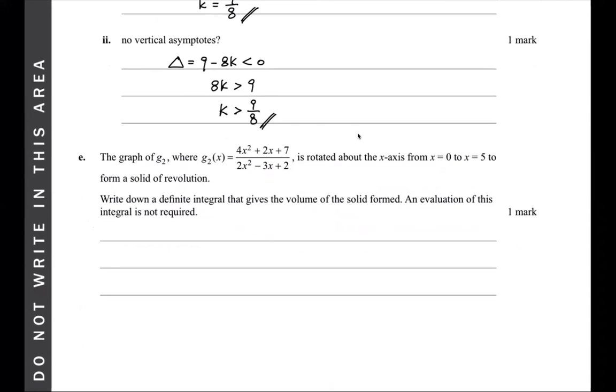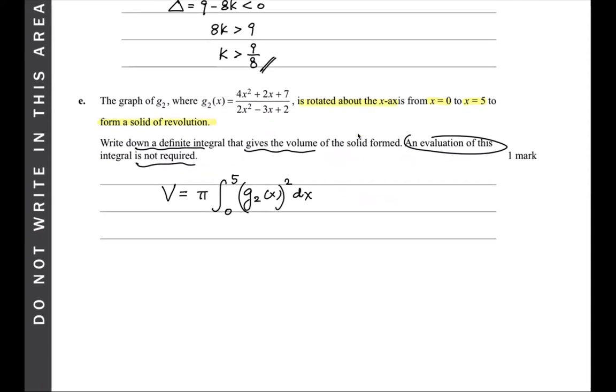All right, the graph of g_2 is rotated about the x-axis from 0 to 5 to form a solid of revolution. Good point, solid of revolution. I can just write down a definite integral that gives the volume. Evaluation of this is not required. So we just write V equals pi, integral from 0 to 5, g_2 of x, bracket squared, dx.